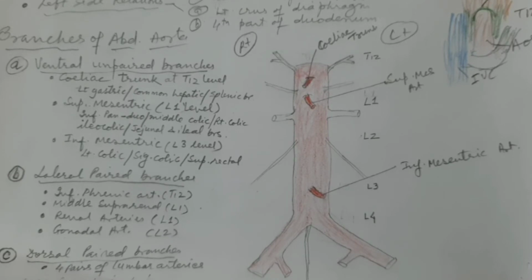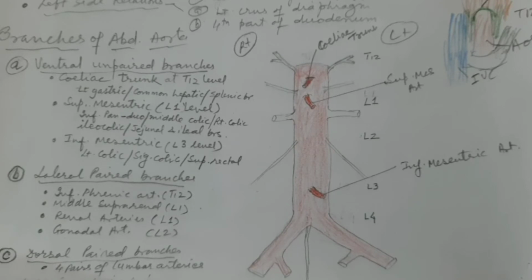Okay, so it will supply to the upper part of the rectum also. So from the middle of the transverse colon to the descending colon, to the sigmoid colon, to the rectum. This is the artery which is going to supply, and this is called the inferior mesenteric artery.